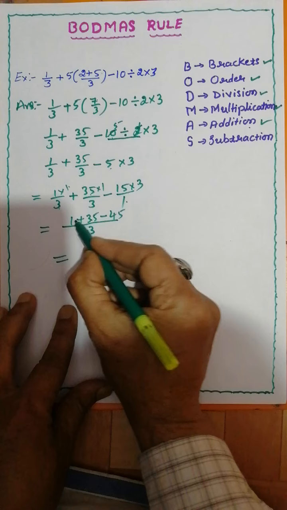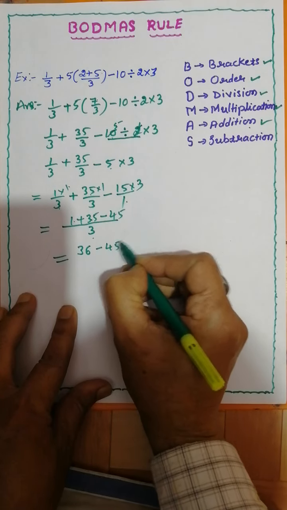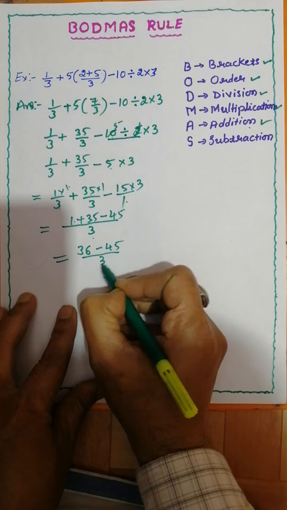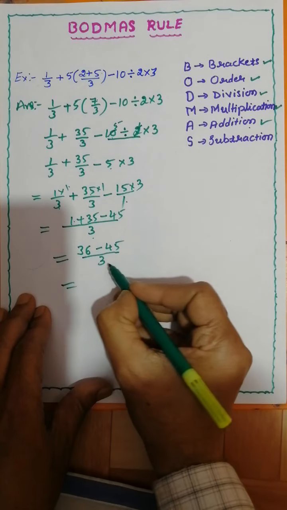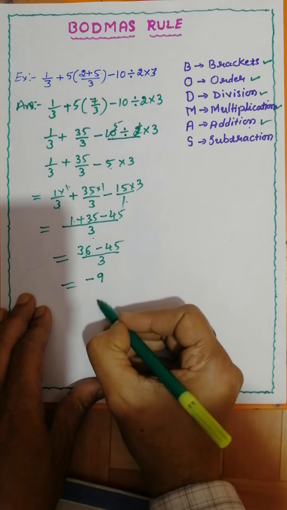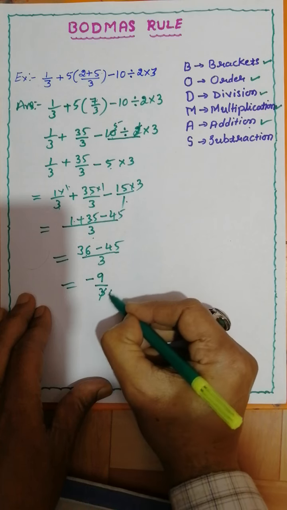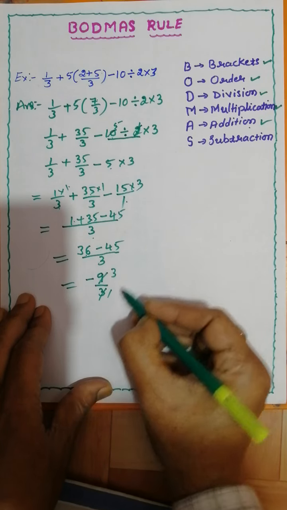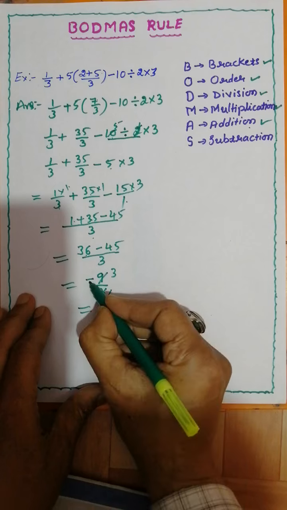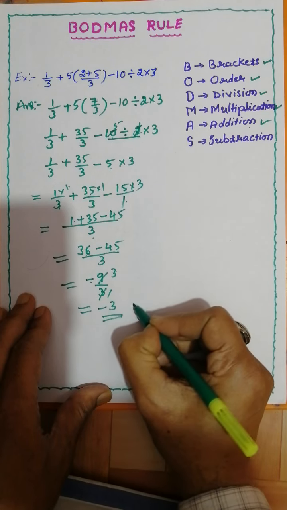Addition: 35 plus 1 is 36, minus 45, by 3. This is equal to 36 minus 45 is minus 9, divided by 3. 3 1s are 3, 3 3s are 9. Therefore the answer is minus 3. Minus 3 is the answer.